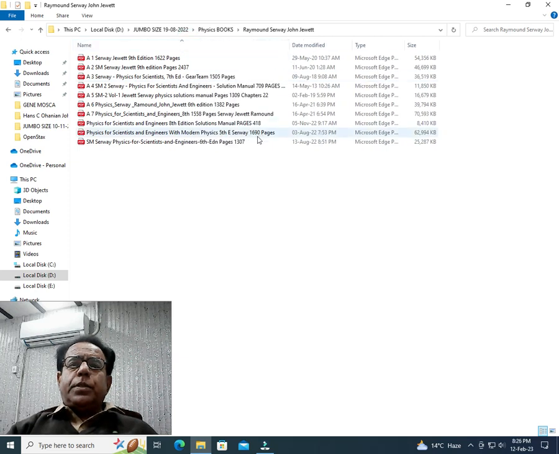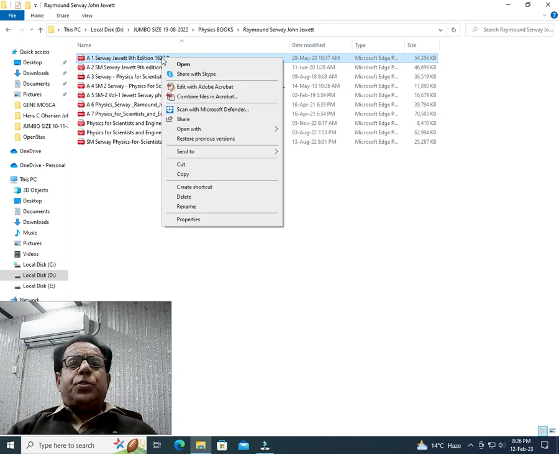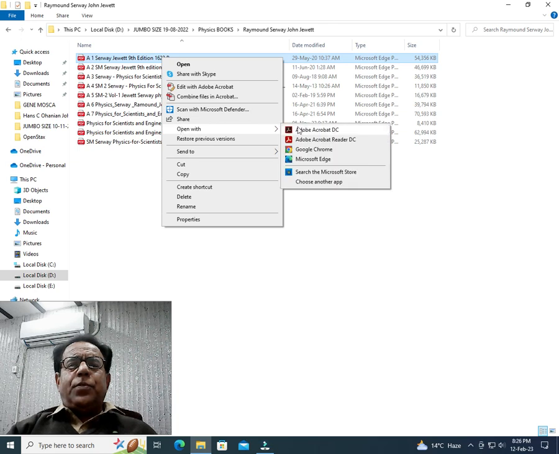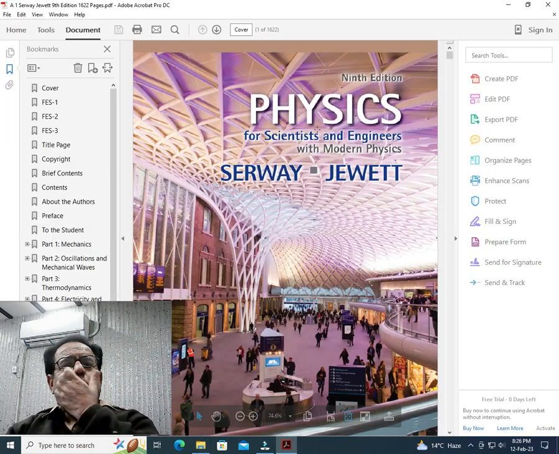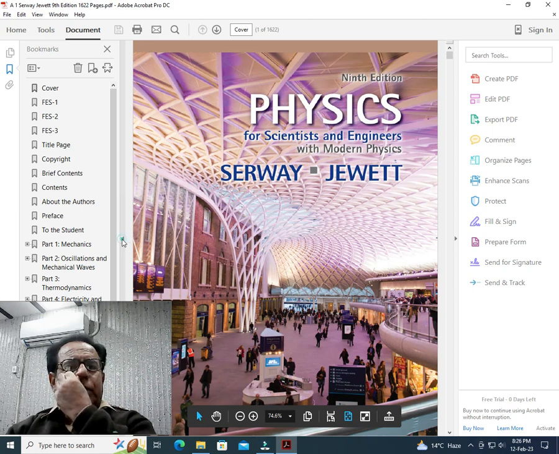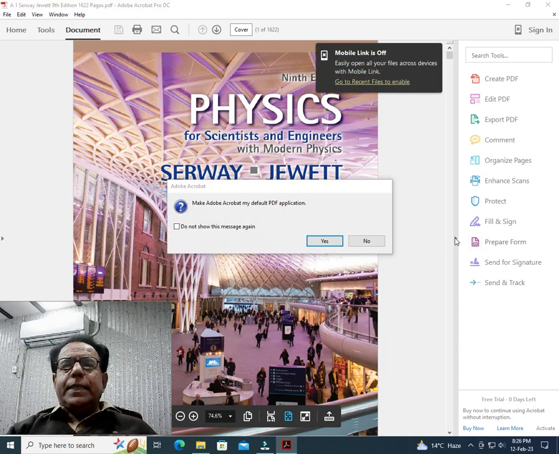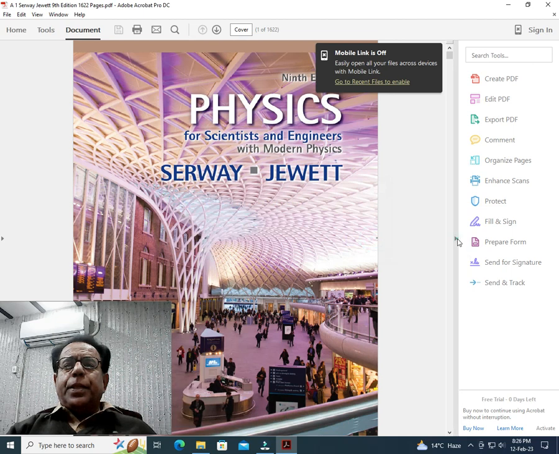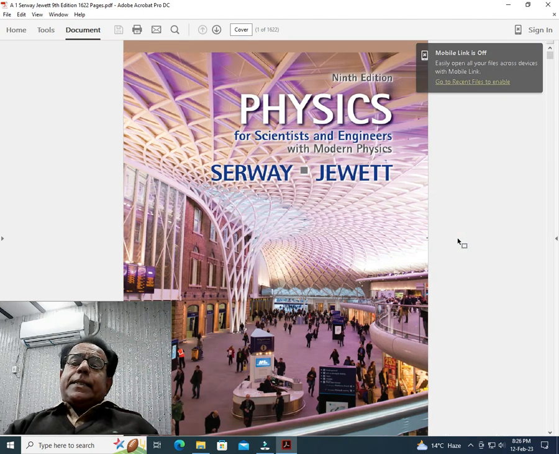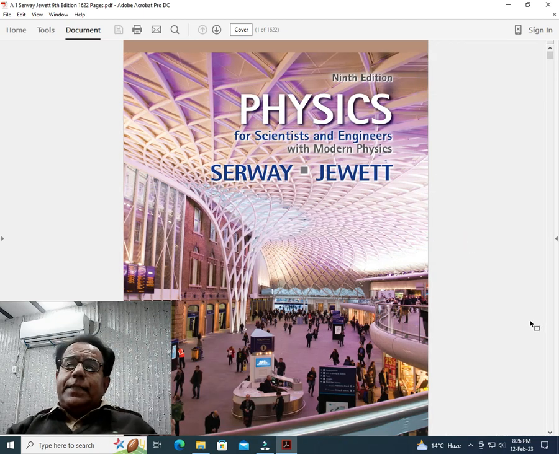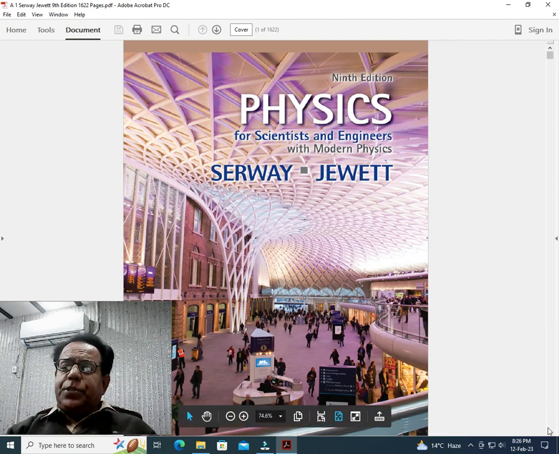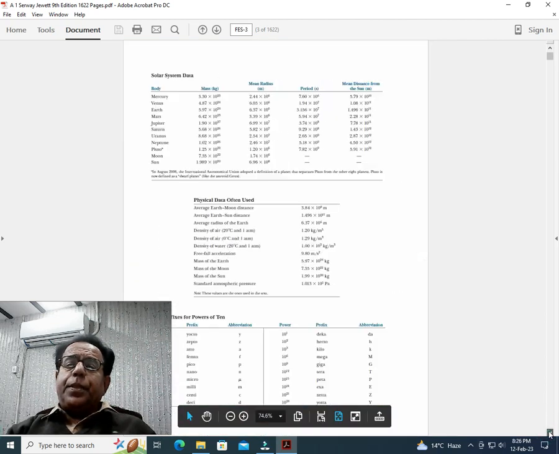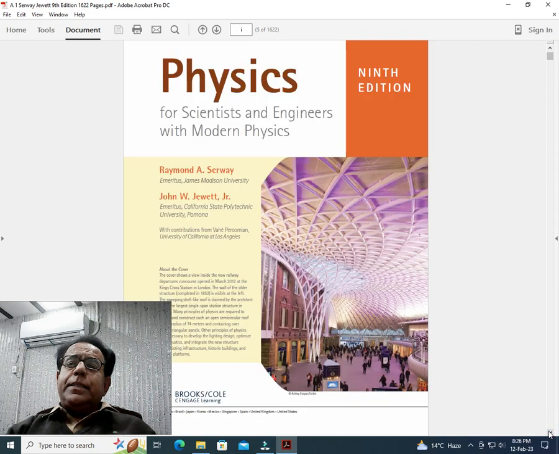Next book. All these books are of Raymond Serway and John Jewett, different editions. We open any one of these editions. This is the 9th edition, Physics for Scientists and Engineers with Modern Physics, Serway Jewett. This is the position of this book, 9th edition.